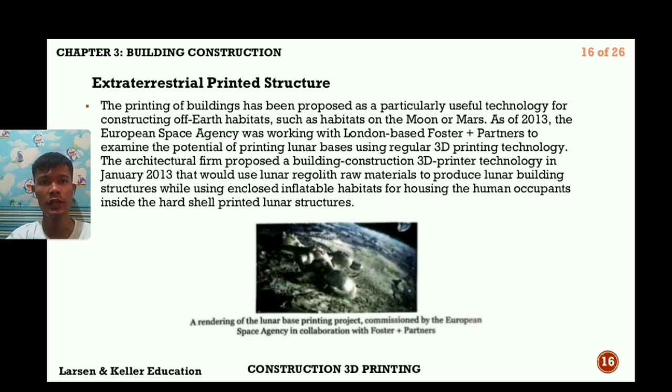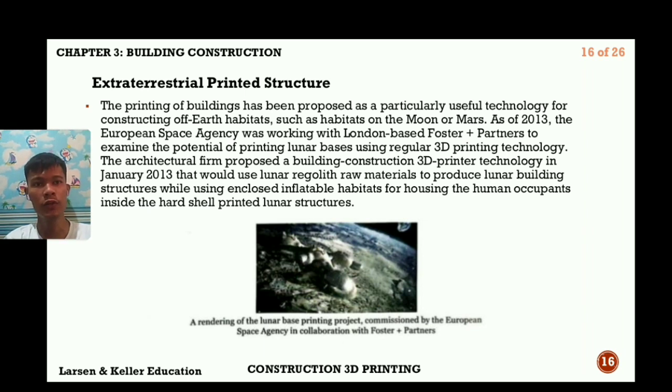Next is the extraterrestrial printed structure. The printing of buildings has been proposed as a particularly useful technology for constructing off-Earth habitats, such as habitats on the Moon or Mars. As of 2013, the European Space Agency was working with London-based Foster + Partners to examine the potential of printing lunar bases using regular 3D printing technology.